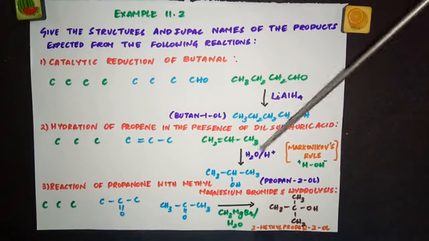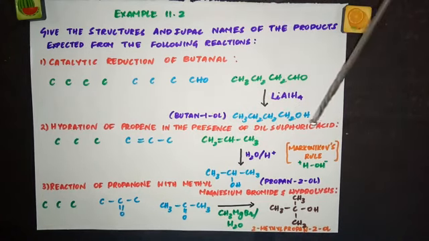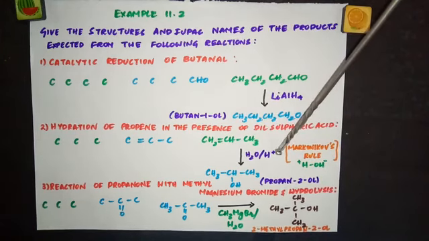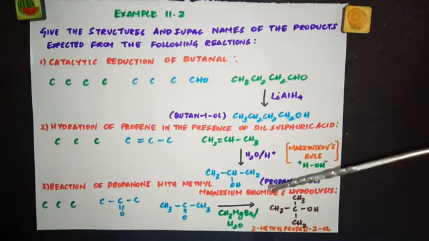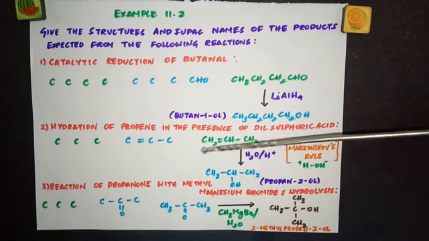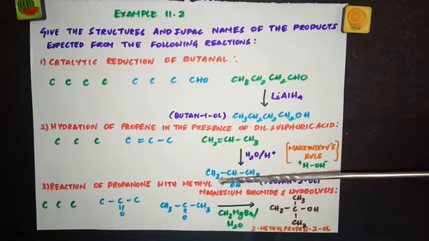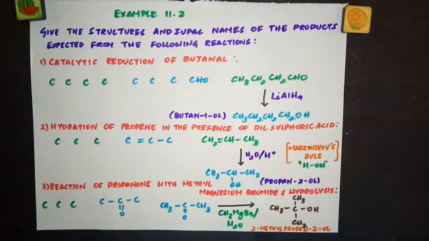So this is propene. Now they have given you, in the presence of dilute sulfuric acid, hydration, which means H2O and H+. And what rule will be followed? Markovnikov's rule. So the negative part, which is OH minus, will go to carbon containing less number of hydrogen atoms. Don't look at these 2 carbons, look at these 2 carbons because the double bond is between these 2 carbons. So you will get 2 propanol or propane 2-ol.